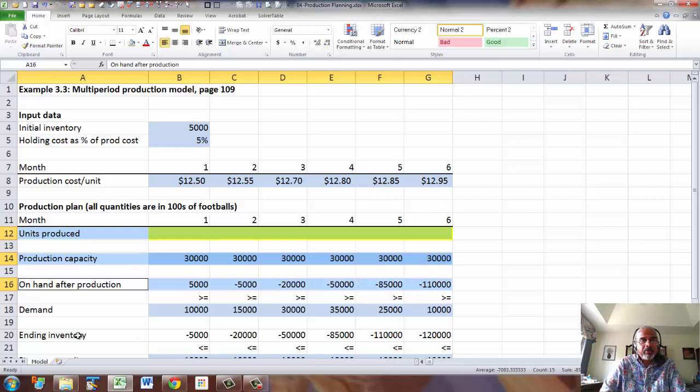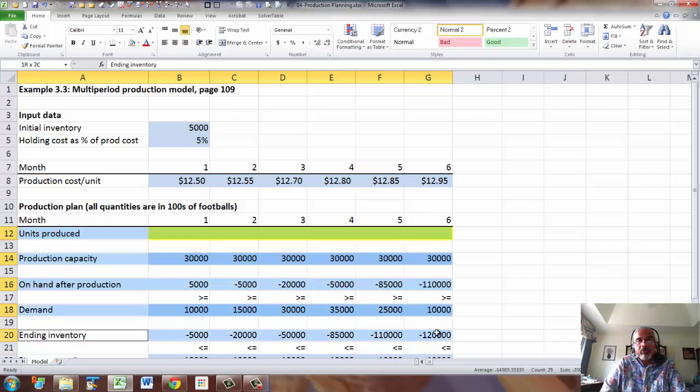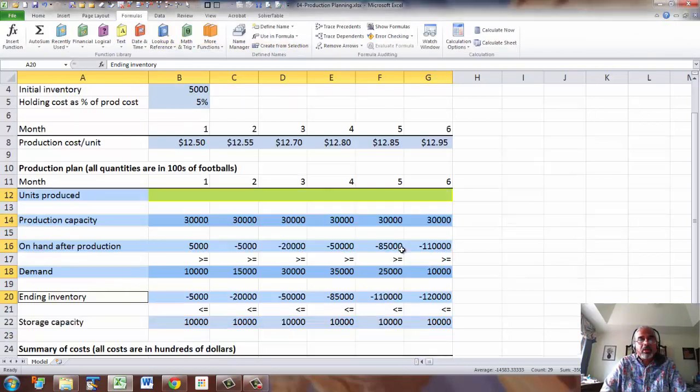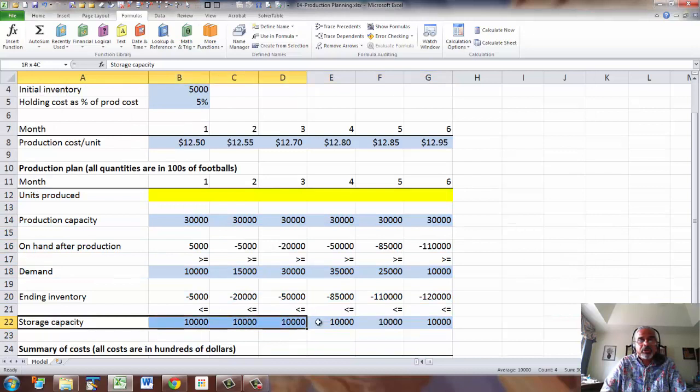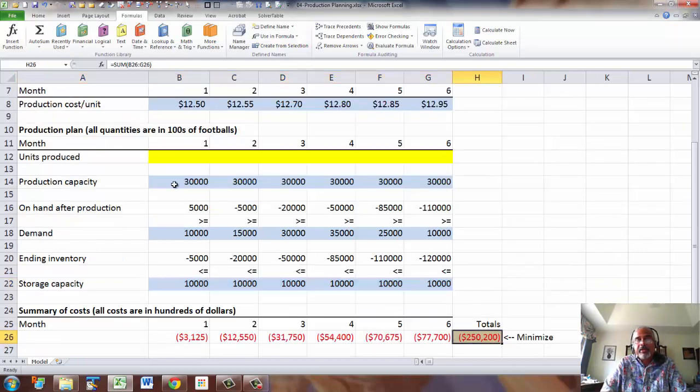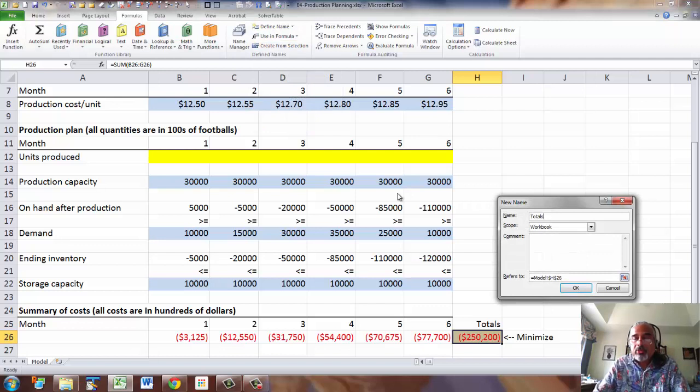So then on-hand production, demand, ending inventory. Okay, let's give those names. And then we have storage capacity also to be named. And then the cost, we will define this name. So we'll say total cost.